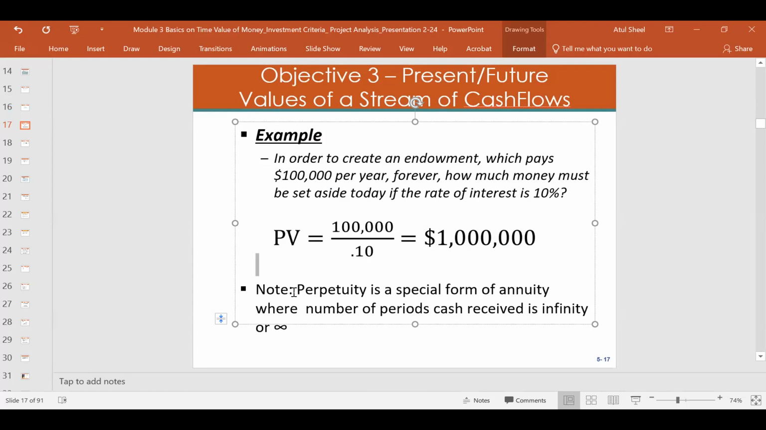Remember here that a perpetuity is a special form of annuity where the number of periods in which cash is received is infinity. It is not T. So a perpetuity is a special kind of annuity where the time period is not fixed. It is infinite. So remember that, okay? But they follow the same principle.